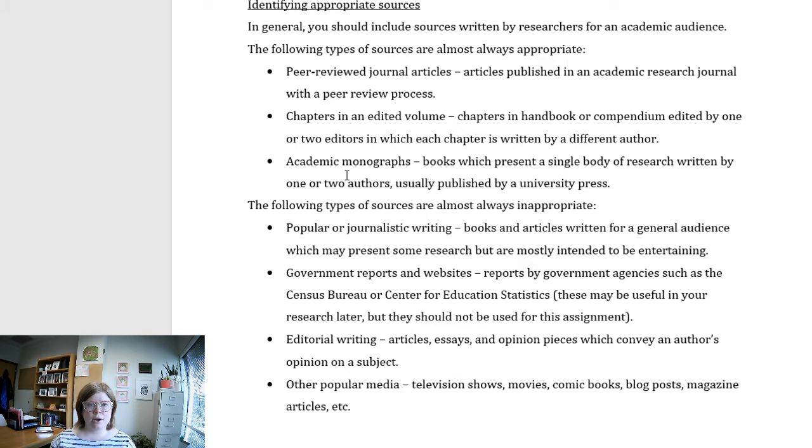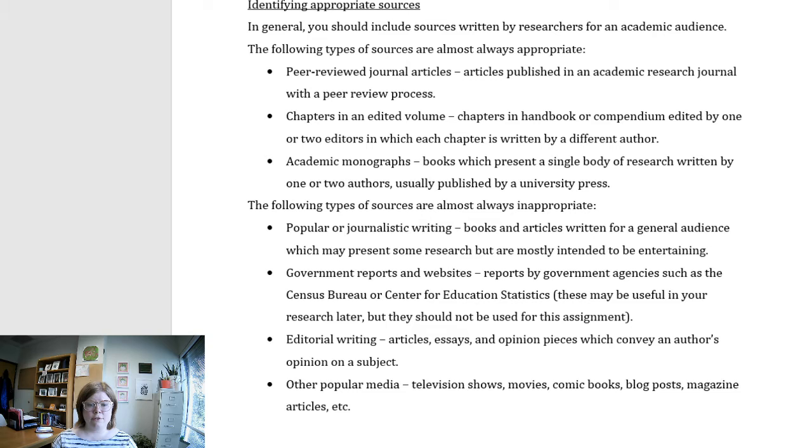Finally, academic monographs. These are what you think of as a book on research. This is a book which presents a single body of research written by one or two authors. And you can tell that it's academic because it's usually published by a university press. But there are other ways you can tell. For example, research is always going to be the thrust of the narrative. So the thrust of the narrative will usually be, here's what the research shows on this subject. Here's why this research is important.